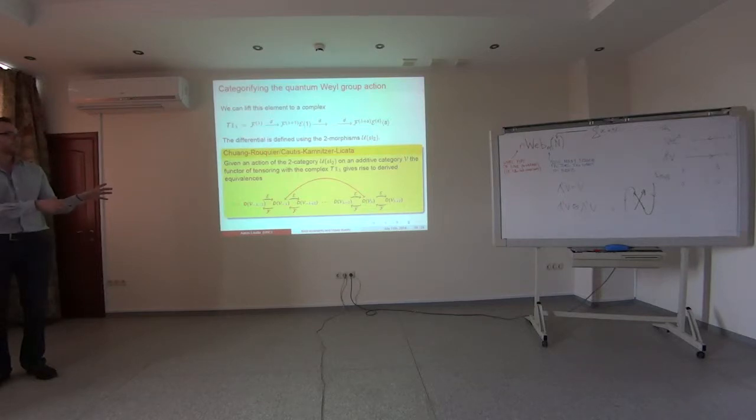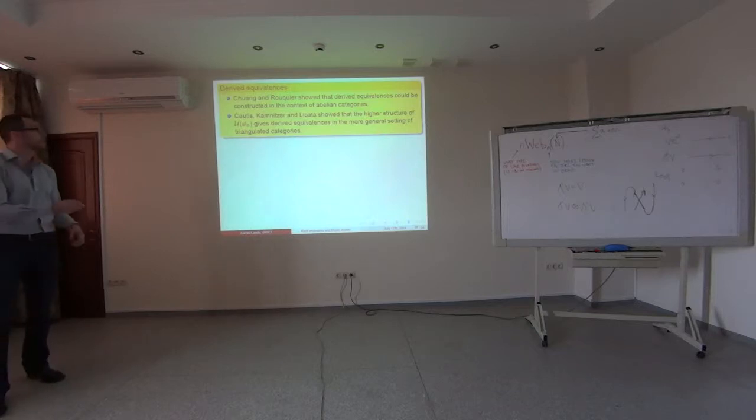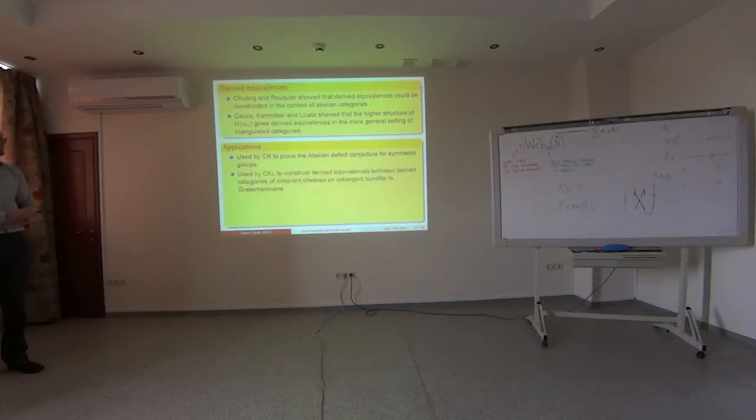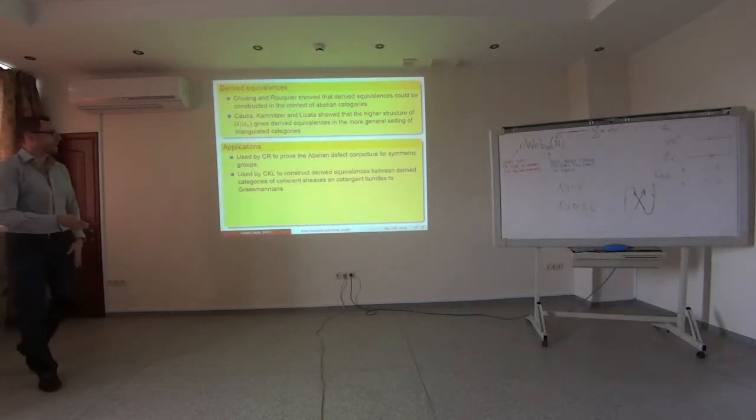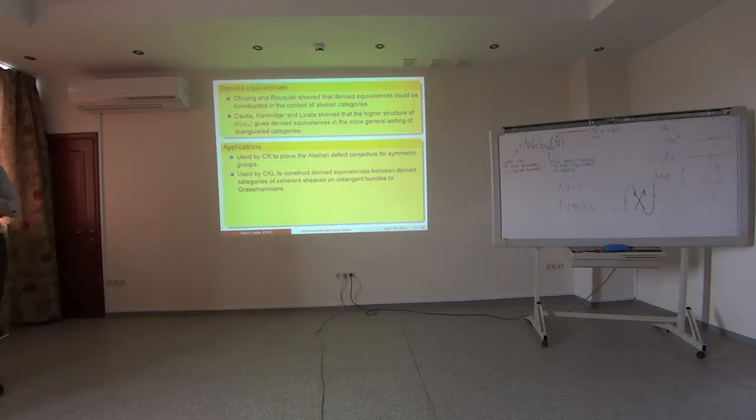So this was an old conjecture called the abelian defect conjecture, a Broué conjecture. And it was proven by Chuang and Rouquier by constructing this categorical action and building this derived equivalence in exactly this way. So the point here is that these complexes are incredibly powerful. They're proving new results about modular representation theory of the symmetric group. Cautis, Kamnitzer, and Licata use them to construct some derived equivalences in some geometric categories. So they were trying to prove an equivalence between a certain derived category of coherent sheaves and another one. They prove that using these exact equivalences.